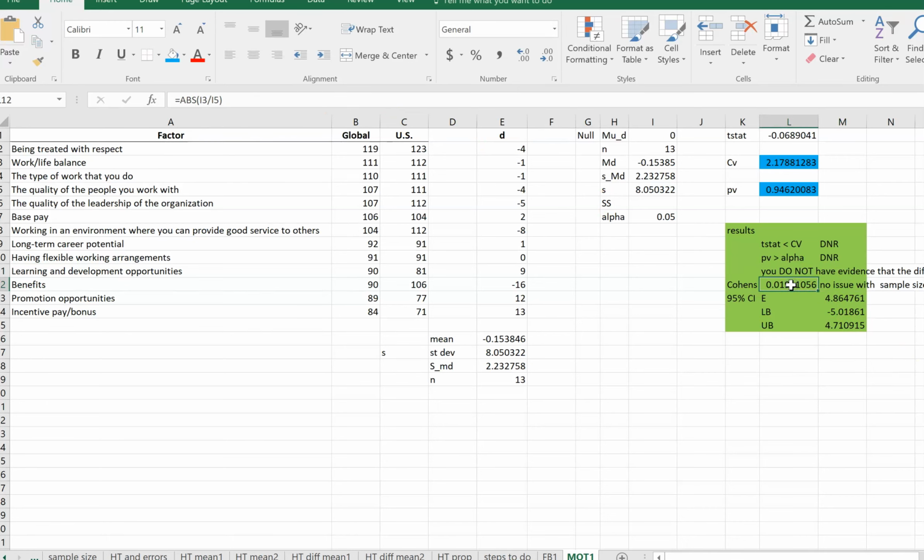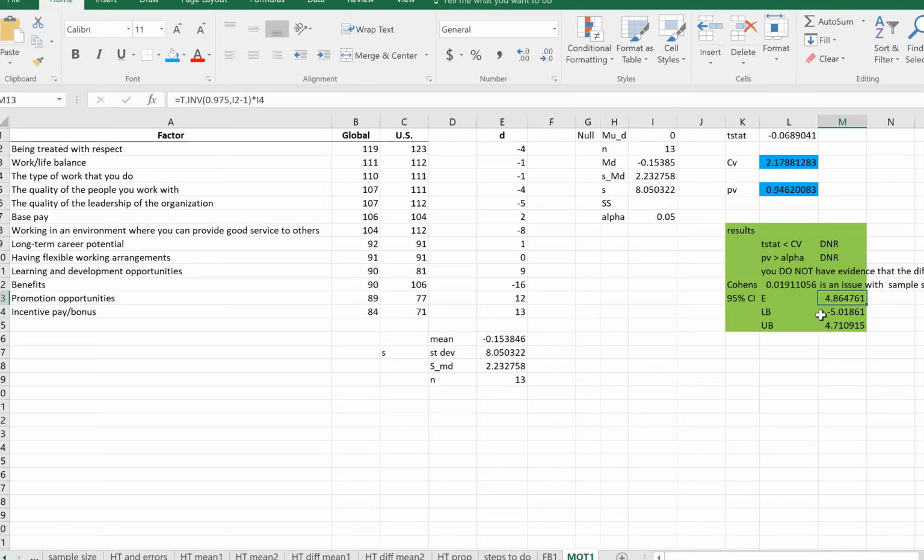The problem is there's an issue here because that Cohen's d measure is small. So there is an issue with sample size. There is a small effect size. Sample size is controlling the issue. Well, look at it. You only sampled 13 people, or 13 factors. You might have wanted to sample more to get your answer. But maybe there's only 13 factors to look at, so you've got to be careful.